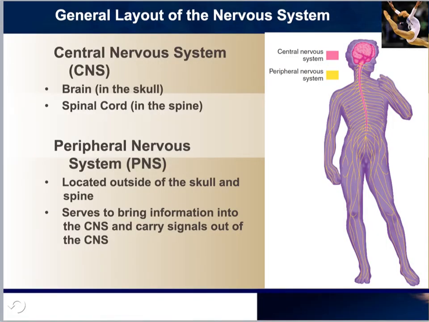Here we can appreciate the general layout of the nervous system. Please note that in yellow, we can see and appreciate the various nerves all over our body. And you can see that they're distributed all throughout. Any sensation would then be sent over to the central nervous system, which is in purple here, and that is made up of the brain and spinal cord.